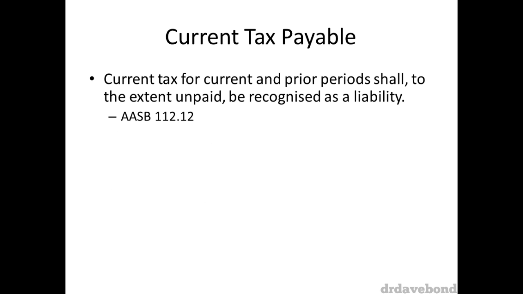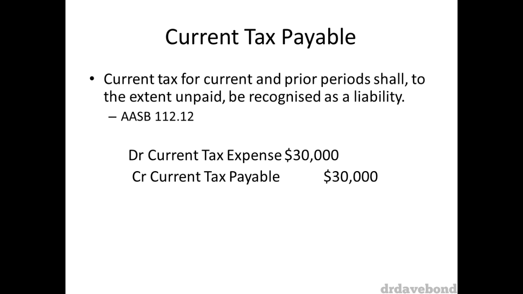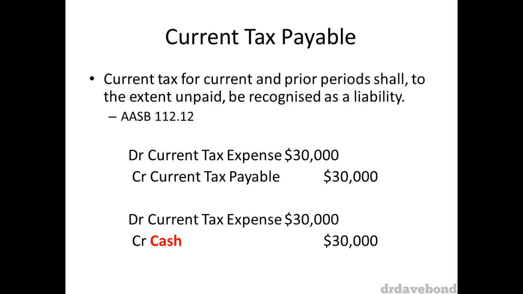Once we have the current tax amount, we need to recognize it in the financial statements. According to paragraph 12, current tax for current and prior periods shall, to the extent unpaid, be recognized as a liability. In essence, this means we debit current tax expense $30,000, credit current tax payable $30,000, if the company hasn't paid any of the tax yet. If all of the tax is paid, then simply replace the tax payable with cash.